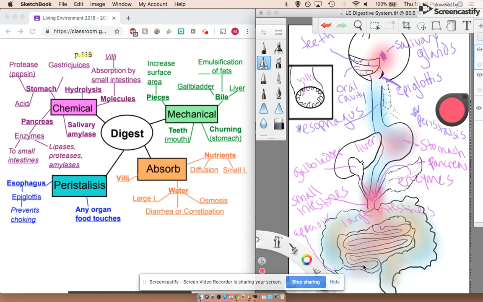So the small intestines right now are doing a whole lot of stuff. Peristalsis we already colored. Mechanical digestion is happening also in the small intestines once again, and that's coming from the liver and the gallbladder. The stuff needed for the small intestines for chemical digestion is coming from the pancreas. And the other place that we're doing mechanical digestion is in the mouth from the teeth.